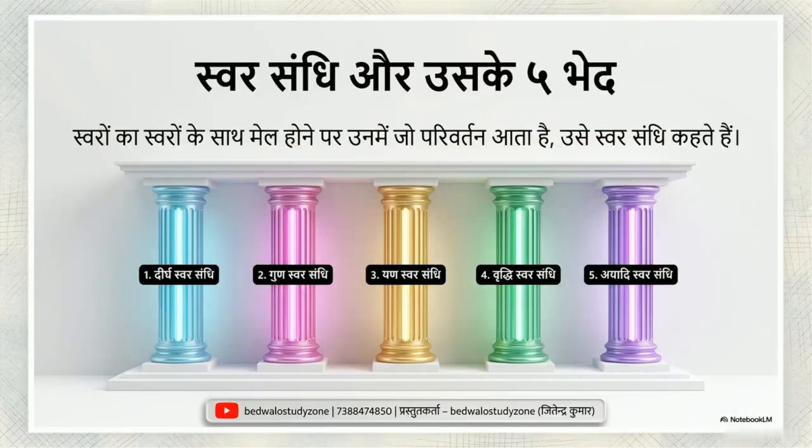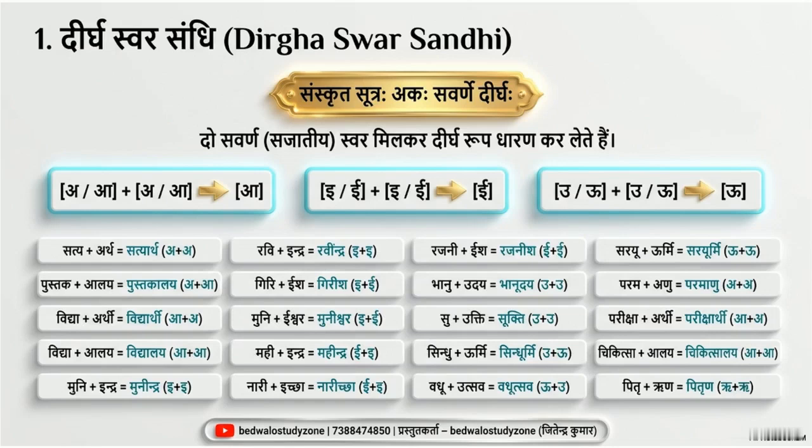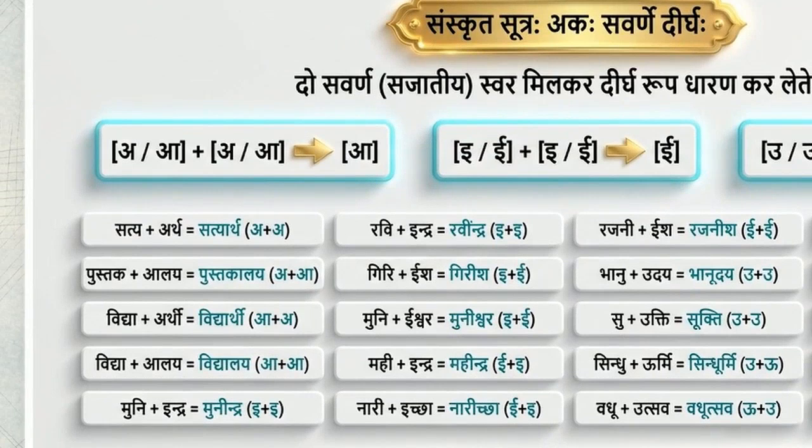To navigate this domain, you must understand the 5 foundational pillars that govern how these vowels behave during a collision. Dirgha sandhi is the first pillar. When identical vowels meet, they combine into their longest form, resulting in the a sound seen here. Look at the words satya and arth. The junction point merges the two sounds into satyarth, creating one elongated vowel.